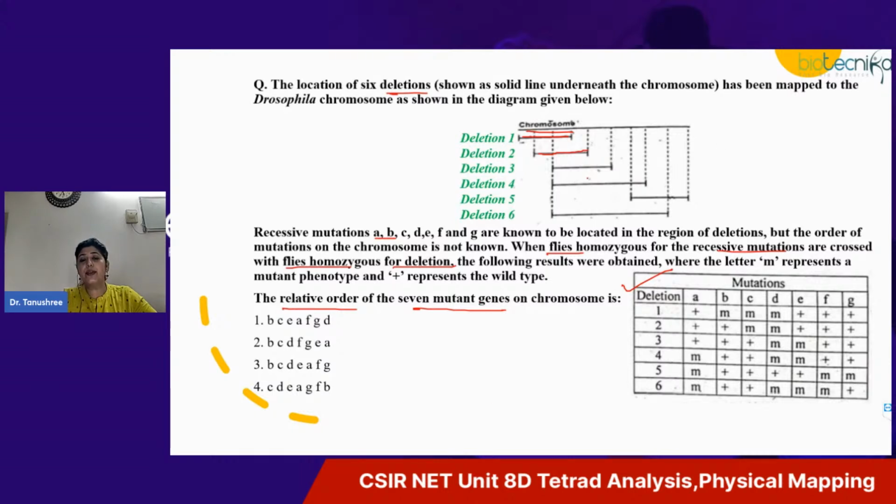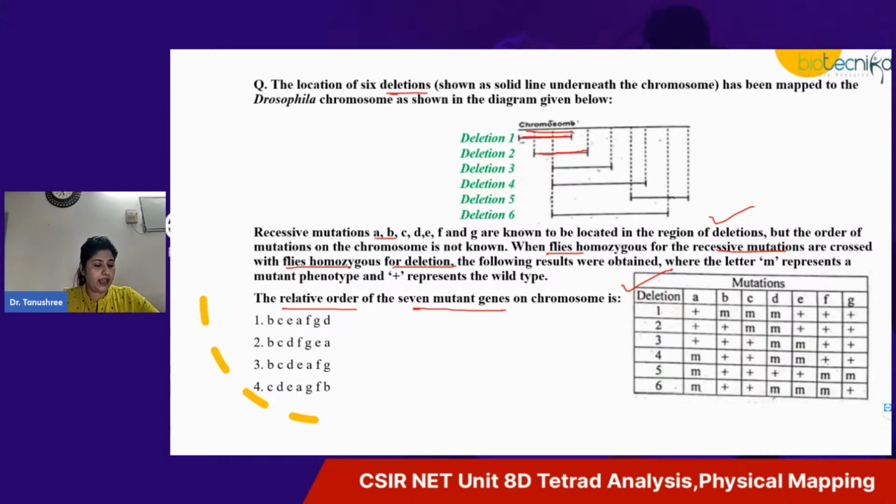To answer this question, you need to be thorough with the concept of physical mapping. What is physical mapping? And the experiment on which this question is based. The question is about when flies homozygous for recessive mutations are crossed with flies homozygous for deletion. So what is this cross we are talking about? What is the deletion we are considering here?